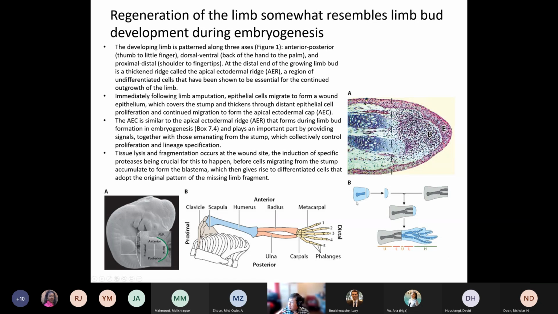Why I mention this is because you can do a comparison: this blastema structure covered by the AEC, the apical ectodermal cap, is quite comparable to the limb bud. They both have positional information, so they know maybe the top part will give rise to the little finger, while the bottom part will give you the thumb, not the other way around. They know the detailed information of their position, even at the stage of blastema.